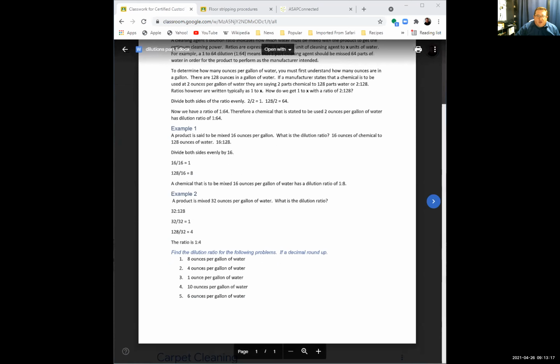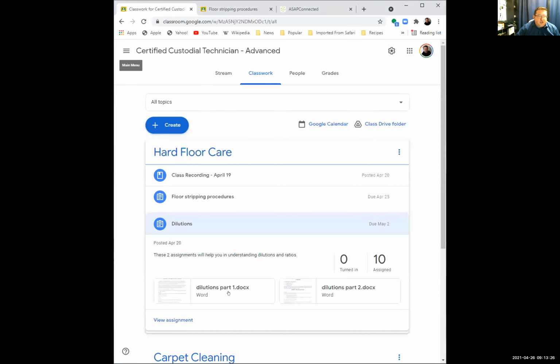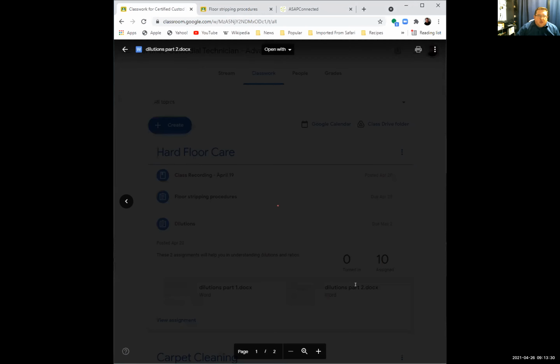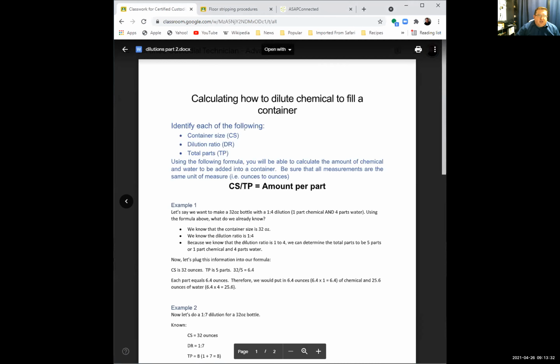So Maria, you understanding that now? Okay. All right, then let's move on to the next portion of this, because that covers dilutions and how we get the ratio. The second part of this is how to dilute a chemical to fill a container. That's a little bit more difficult. So how do we do this? I actually wrote it out as a formula for you guys to help you to understand how to dilute a chemical to fill a container.